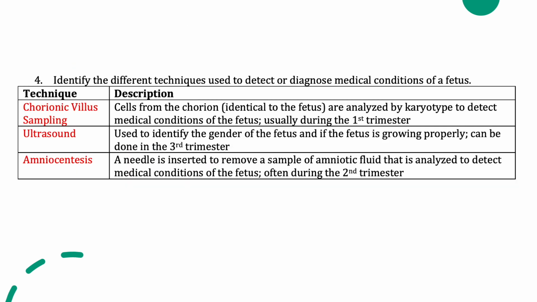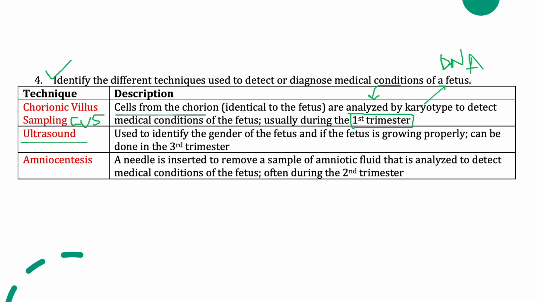So this actually summarizes all the techniques. This is really very important. The first one is chorionic villus sampling, which is known as CVS. It is done in the first trimester, very important to know. Then the doctors take cells from the chorion and analyze them for the karyotype, and karyotype is called the DNA analysis. So they do the DNA analysis to check the medical conditions of the baby.